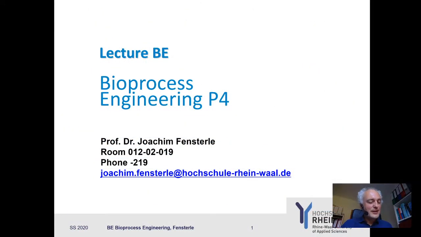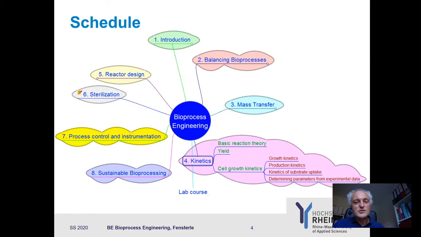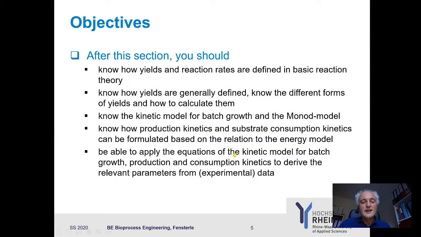Okay, now the next chapter: we come to kinetics. So that was it about mass transfer. You have learned mass transfer is important, and now we will have a look into kinetics. We are at the kinetics part, and we will talk about basic reaction theory at the beginning, and then about yield and cell growth kinetics. That's what you should know.